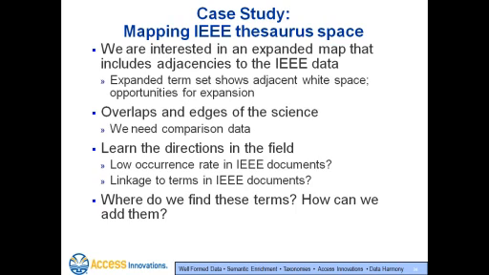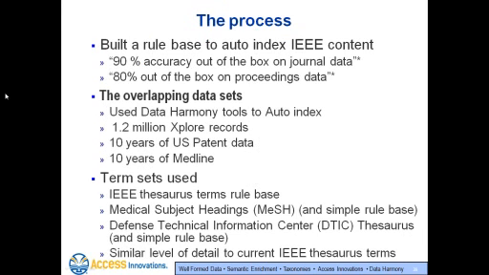We also wanted to look at low occurrence rates in the IEEE documents and linkages between domains represented by the connections between the documents. So where do we find these terms and what are we going to do to add? Well, the first thing we did was build a rule base to auto-index the IEEE content. The client had gotten 90% accuracy for automatic indexing out of the box, so no customization needed on the journal data, and about 80% on the proceedings data.